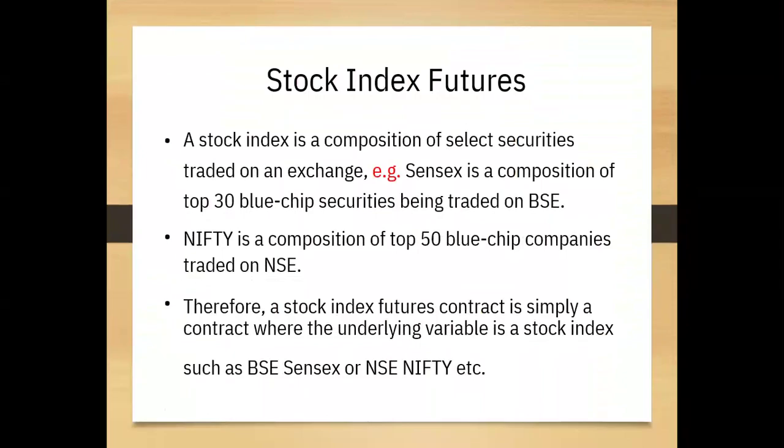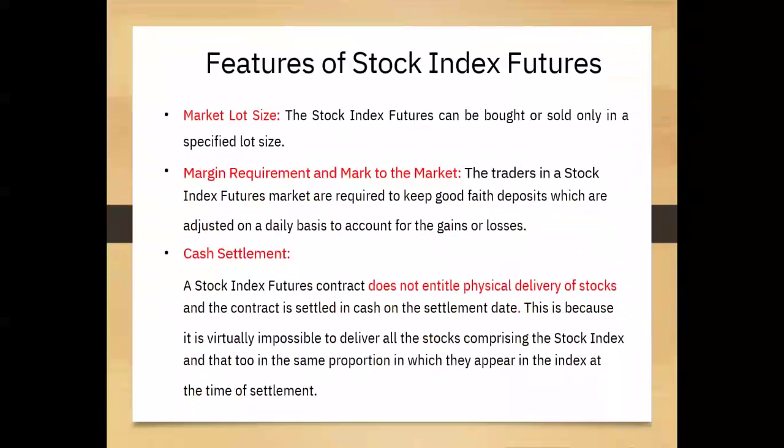Then, stock index futures. An index is a composition of select securities traded on the exchange. Sensex is a composition of the top 30 blue chip securities traded on the BSE. Nifty is a composition of the top 50 blue chip companies traded on the NSE. These are called stock index futures. Therefore, a stock index futures contract is simply a contract where the underlying variable is a stock index, such as either the BSE Sensex or the NSE Nifty.